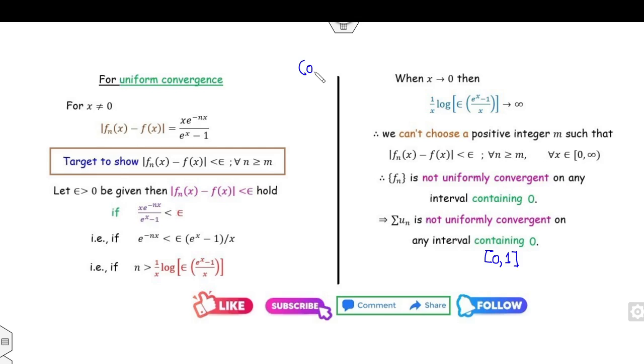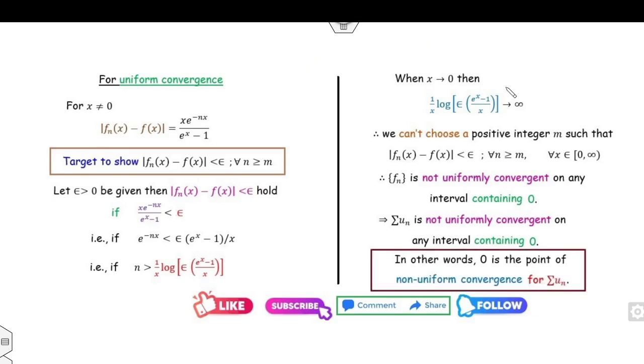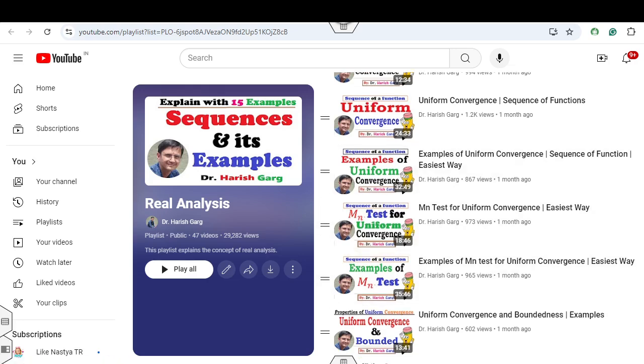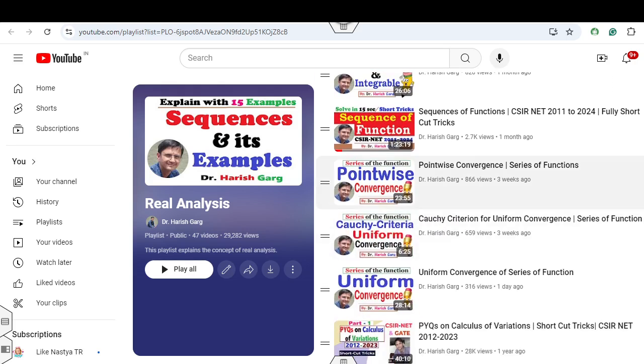However, this series is uniformly convergent on the semi-open interval (0, 1], because 0 is not part of this. This series is also uniformly convergent on [a, 1] provided a is greater than 0, and so on. Fine. So this is the way you can prove this. For more detail about uniform convergence, I recommend you watch the MN test of sequences and the examples of uniform convergence. These lectures are very useful for you, and along with them, you can watch the pointwise convergence definitions and examples.